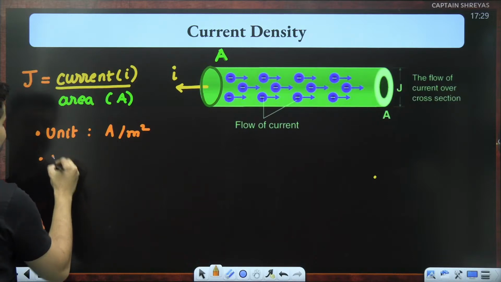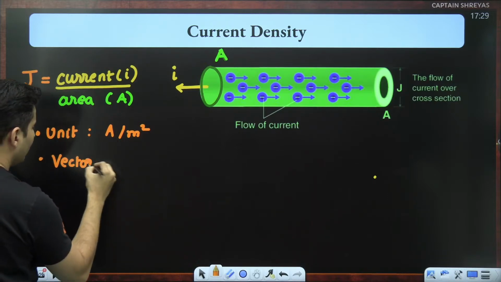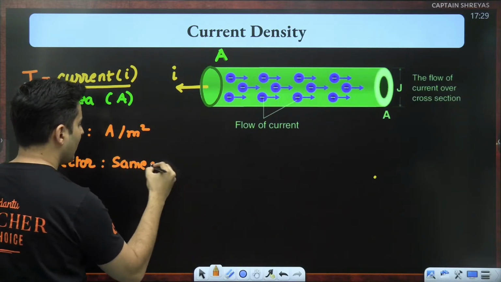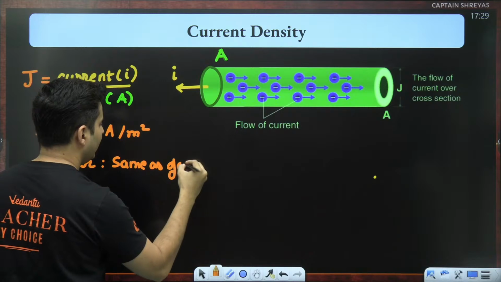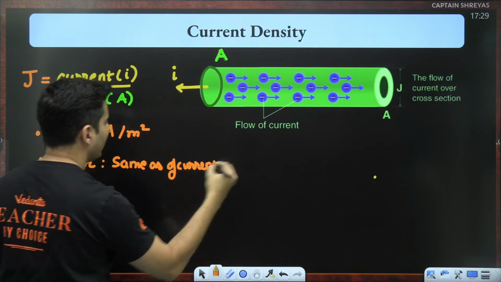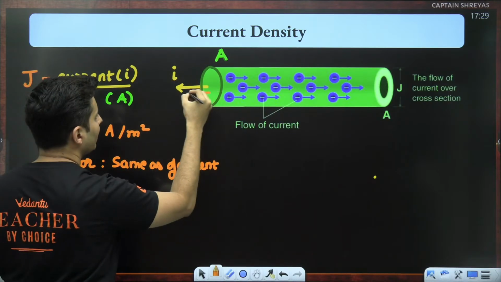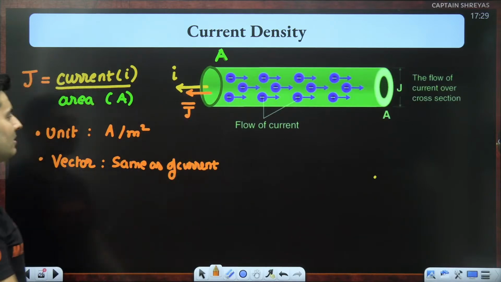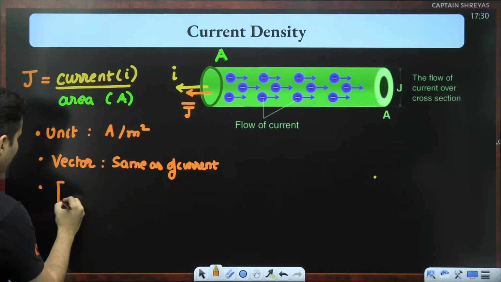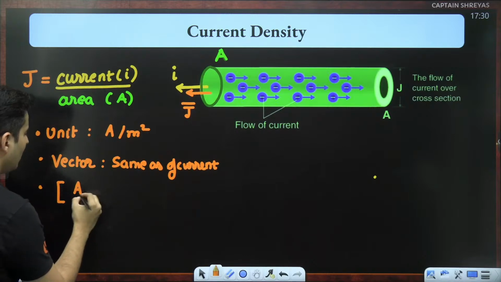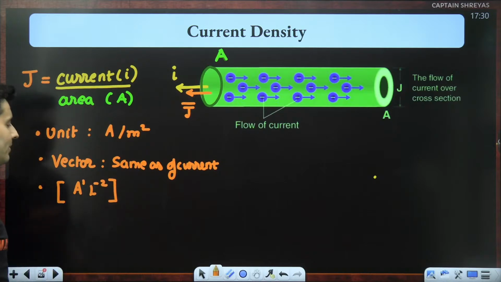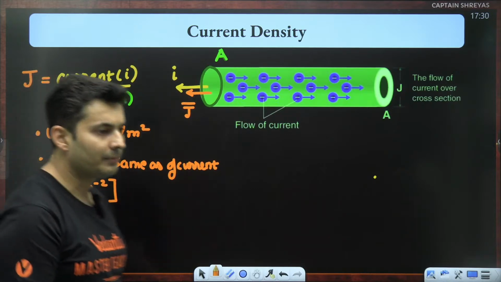Secondary thing, it is a vector quantity. Be careful about it. It is a vector quantity, same as the direction of the current. That means if current is here, even the current density vector will also be over here. And dimensionally, this will be nothing but ampere on the top per meter square, so length raised to -2. So that is the dimensional formula of the current density.